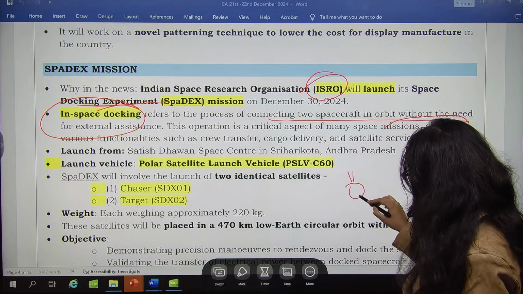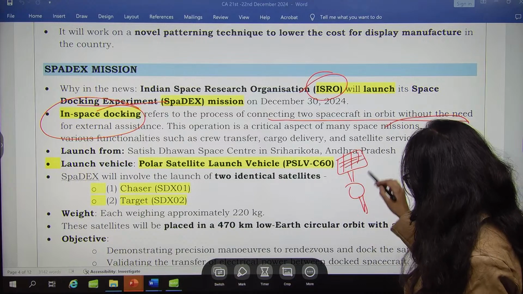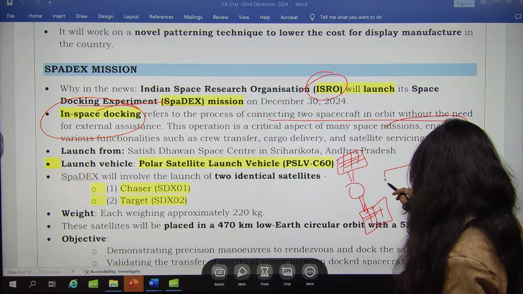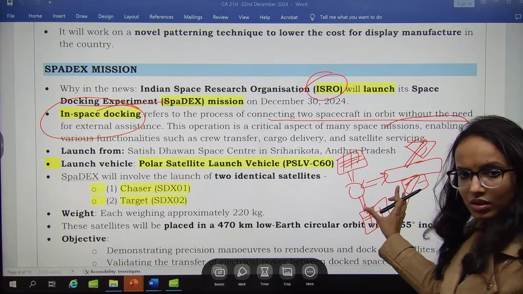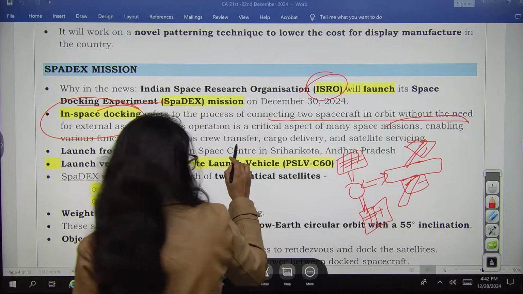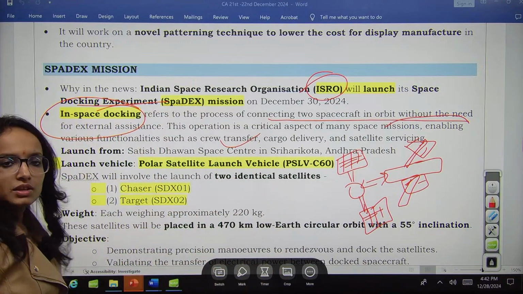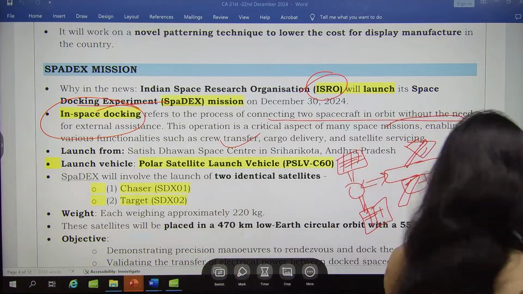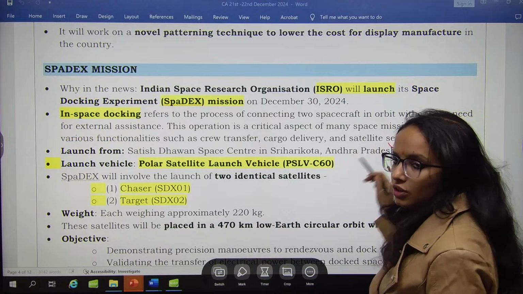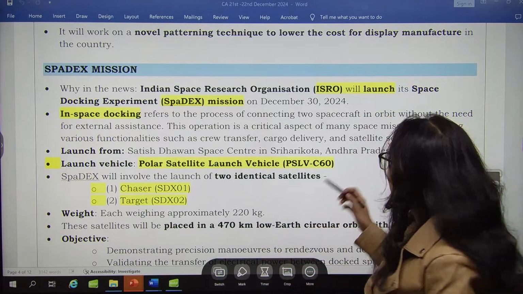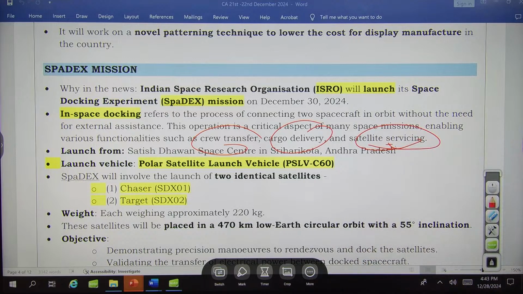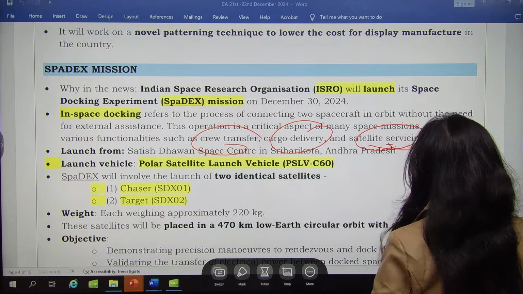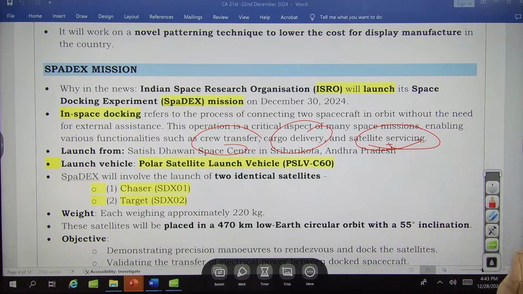Suppose you have these 2 satellites or any other spacecraft, whatever it is, and you want to connect these two without any external assistance. This will be known as in-space docking. For what purposes can it be used? It can be used for servicing of the satellite. Just like your cars need servicing, satellites also need servicing, right? So satellite servicing, then cargo delivery, crew transfer, as I told you, transferring the crew from one spacecraft to the other. So this is going to be a very important development for India, and therefore it becomes important. Remember the SPADEX mission, and also remember the full form of this, Space Docking Experiment.